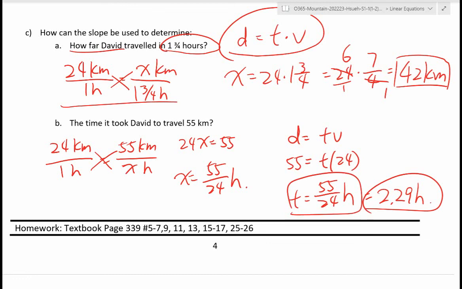So that is the lesson. Hopefully, you understand a bit more about what a slope is. Essentially, it's the change in y divided by the change in x, and it tells us how steep the line is. Recall, the bigger the slope, the steeper the line is. There are some practice questions for you to do. Good luck.